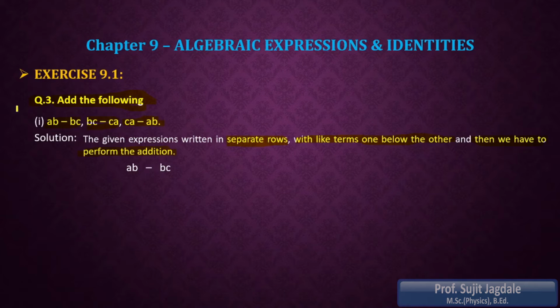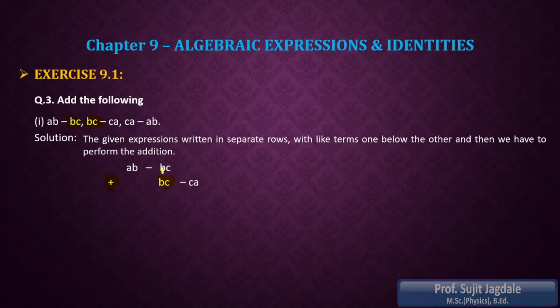I am going to write down the first expression, which is AB minus BC, in the first row. Now I am going to write down the second expression, which is BC minus CA. If you observe these first two expressions, AB minus BC and BC minus CA, among these, the BC terms are the two like terms. So they should be one below another, and the remaining two terms are different from each other. Plus, I am going to perform the addition, so the plus sign will be there.